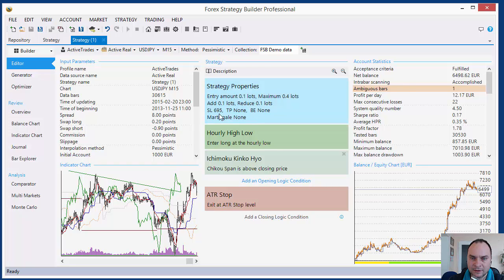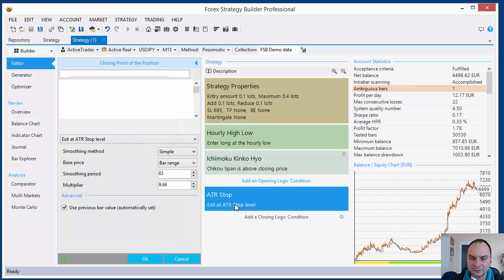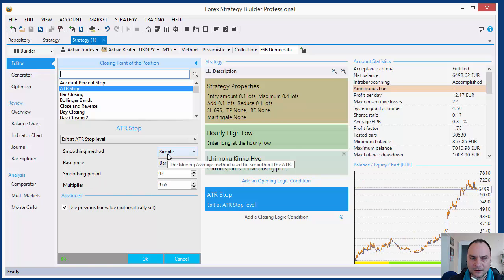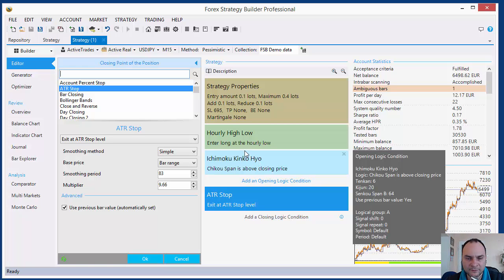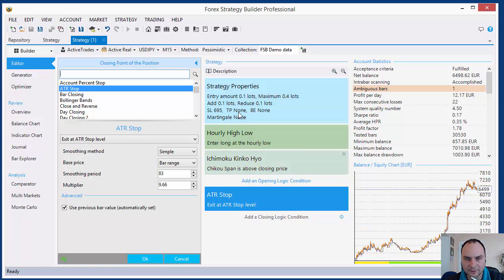I also have adding. I have stop loss and another stop loss. Smoothing period, multiplier. Maybe we don't need that one. But what is interesting, I don't have take profit. How does the strategy close the positions? These stop losses are only protections.